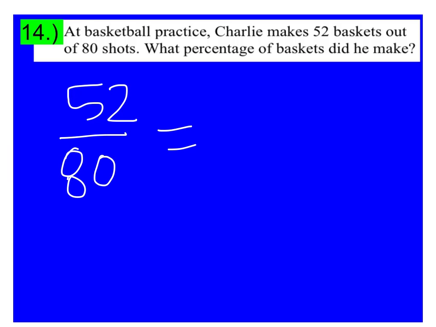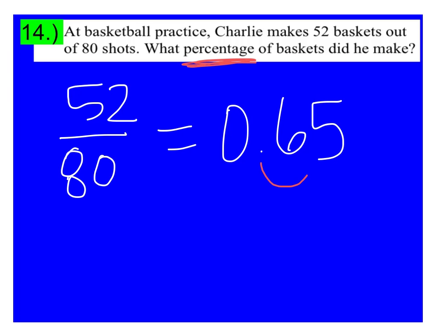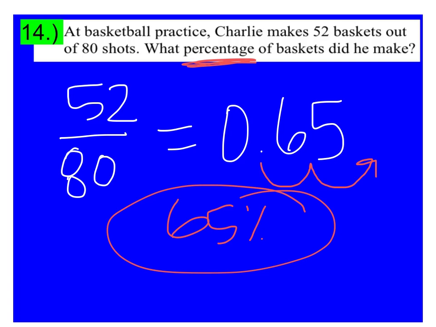So I can type into my calculator 52 divided by 80, and I get 0.65. Now, I'm not done yet. Remember that it's asking for a percentage. So, since I have a decimal, I'm going to move the decimal over 2 spaces to the right to give me 65%. So that's my final answer for this problem.